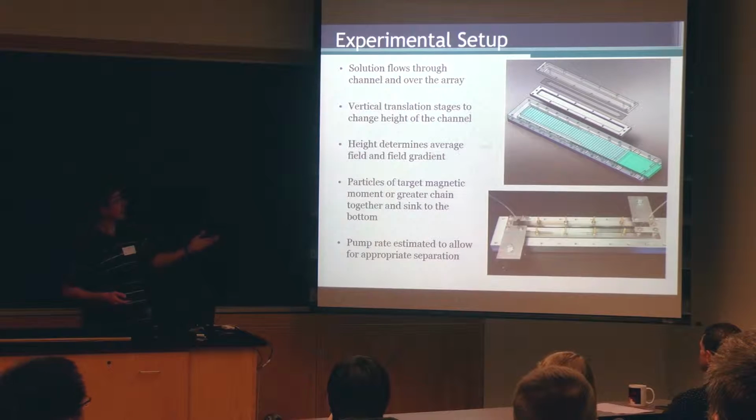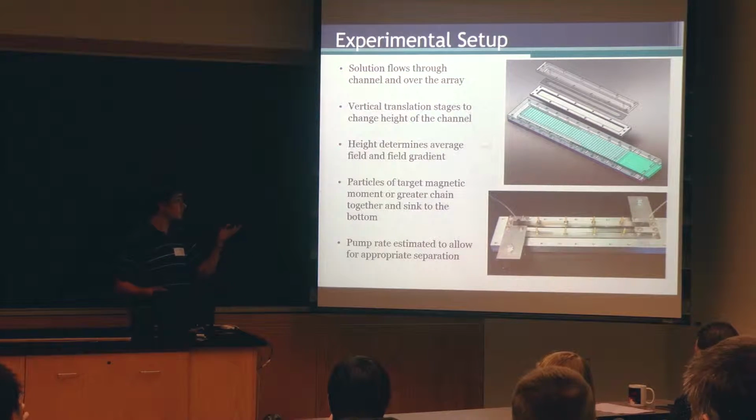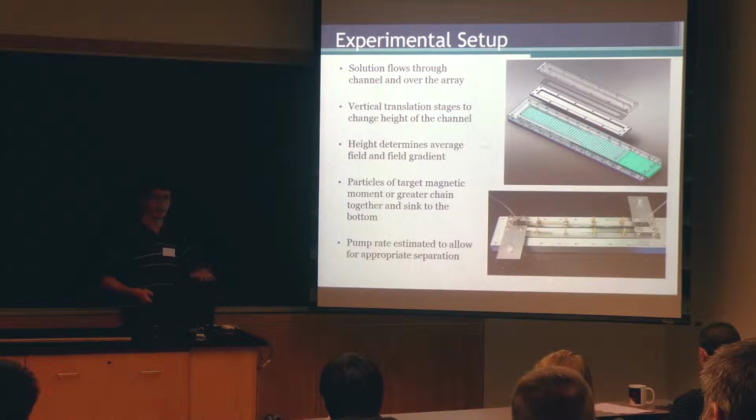So here's our experimental setup. Our solution flows through the channel right over here and over the array. And we use vertical translation stages to raise the channel above the array. And this height determines the average field and field gradient applied to the particles in our channel. Now, because of this field gradient, particles of a target magnetic moment or greater have a tendency to chain together and sink to the bottom of the channel. And then we come up with a pump rate. We estimate a pump rate to allow for the appropriate separation so that the particles that we want stay on the bottom and the particles we don't want flow through.